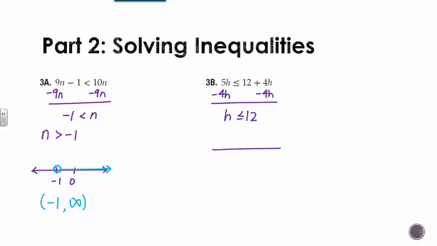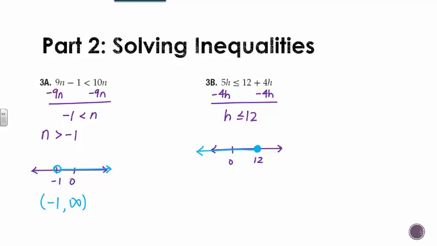So there's one way to represent my answer. Now I'm going to represent it with a graph. That was the first one we've done with a closed circle, so pay attention to that. We can include 12, and then all the numbers less than that are going to be this way.